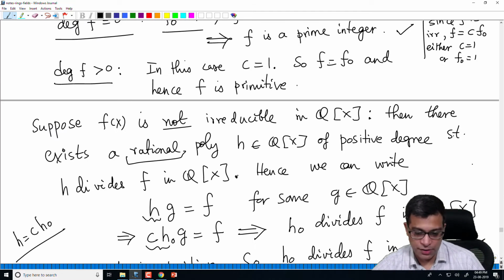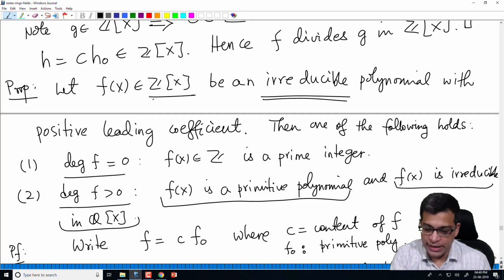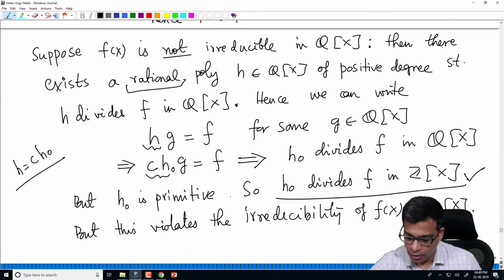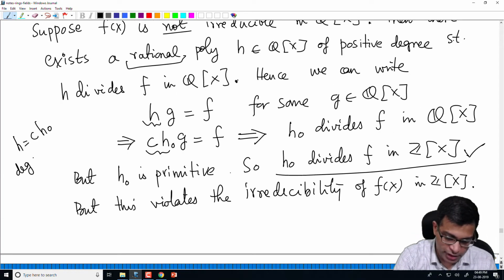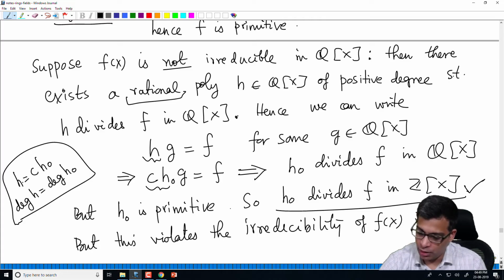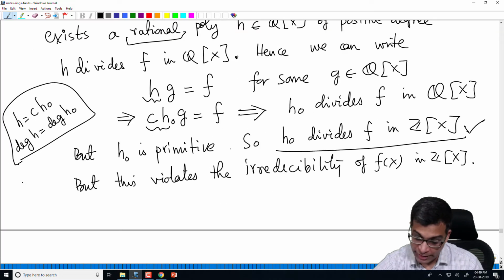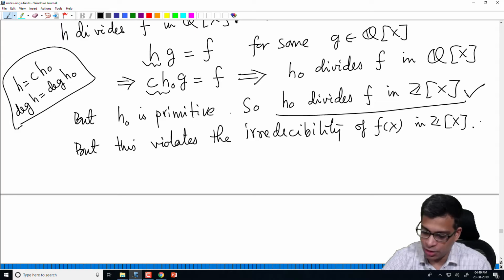Remember, what is the hypothesis? f(x) is irreducible in Zx. But here what have we done? We have produced a polynomial of positive degree. Remember, when we express it like this, degree of h is degree of h0, and h is a positive degree polynomial. h0 in other words is a positive degree integer polynomial which is a factor of f in Zx. That means f is not irreducible. This contradiction shows that f is actually irreducible in Qx.